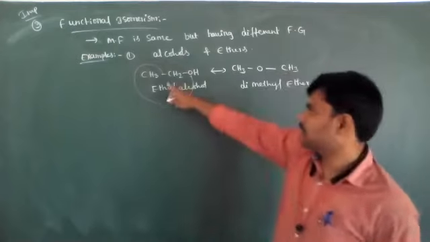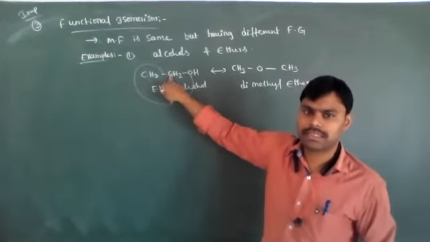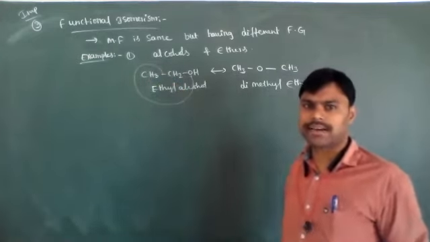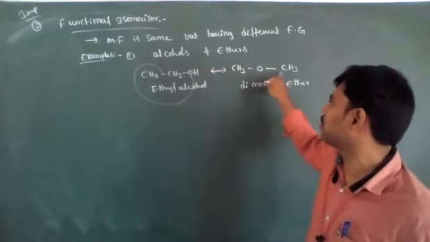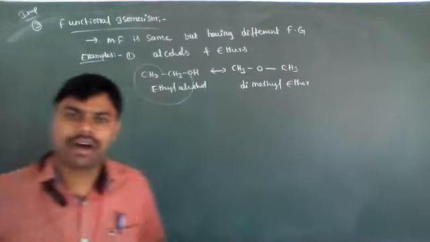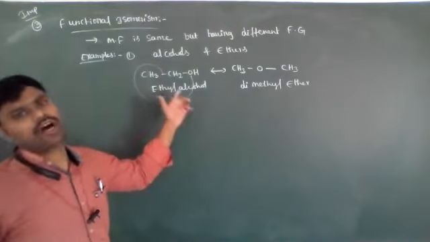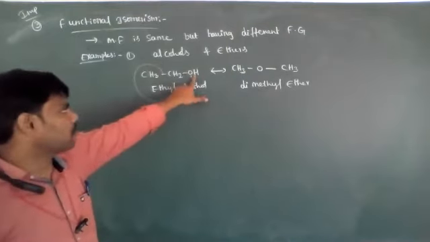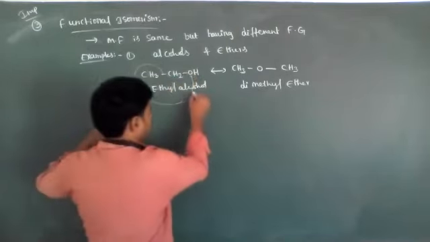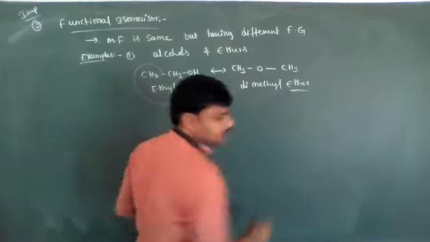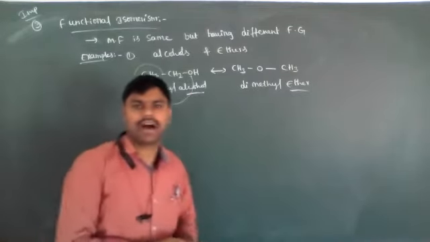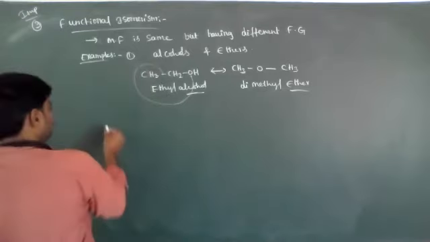If you observe, how many carbons? 2 carbons. How many hydrogen atoms? 6 hydrogen atoms are present, and 1 oxygen atom. Here also 2 carbons, 6 hydrogen atoms and 1 oxygen atom are present. So both molecular formulas are the same, but these compounds we call alcohols and these compounds we call ethers. That's why ethers and alcohols are functional group isomers.